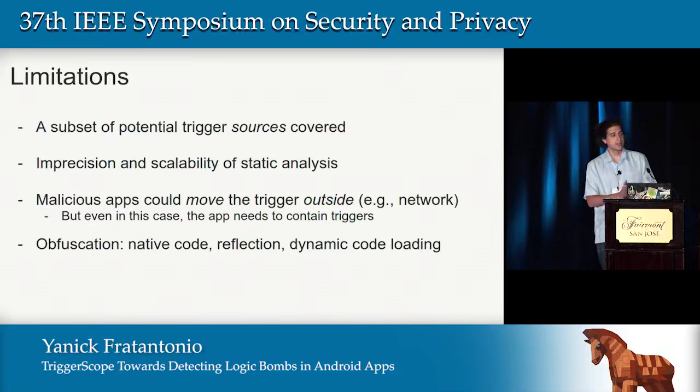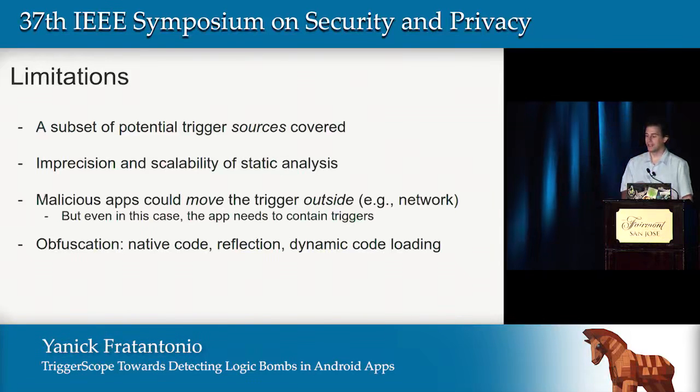Another limitation is that an application could move the trigger outside the app, for example, to a network backend. But even in this case, I argue that the app would still need to contain a trigger. Because if you send something on a network, the network still needs to tell the application to do something or not. So the app still needs to contain a check. Maybe it's a network-based check, and of course, it's much more difficult to detect, but something is still there, so I think there is still hope.